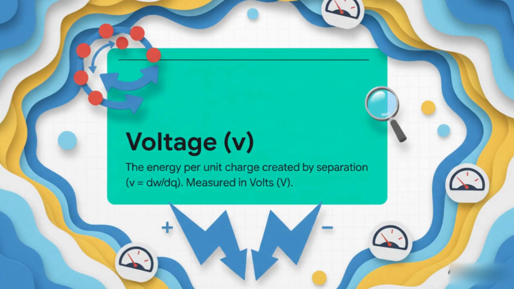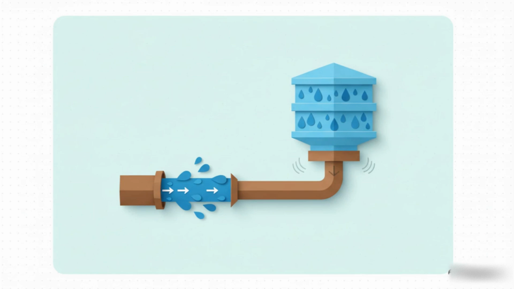But what makes that charge move in the first place? That's where voltage comes in. Voltage, or V, is the push. It's the pressure, the potential energy that gets the current moving. It's basically the work it takes to move a charge from one spot to another, and we measure that push in volts.